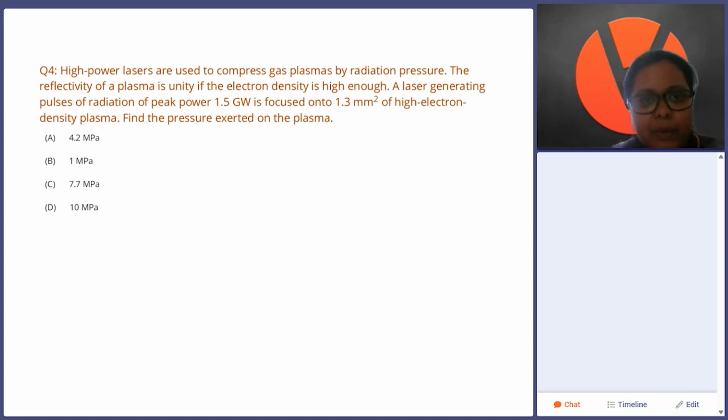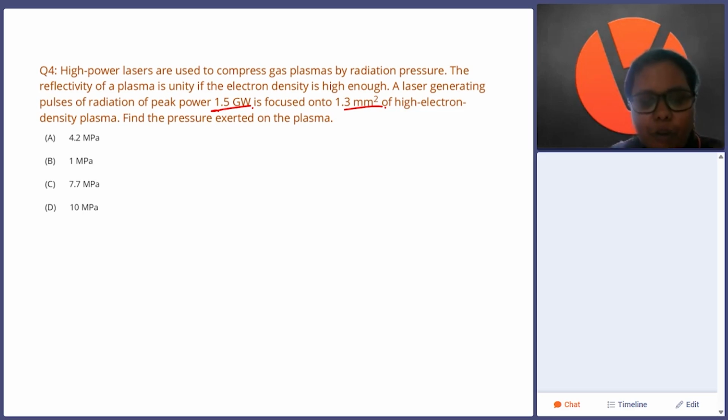High power lasers are used to compress gas plasmas by radiation pressure. So the reflectivity of a plasma is unity if the electron density is high enough. A laser generating pulses of radiation of peak power 1.5 gigawatt is focused onto 1.3 millimeter square of high electron density plasma. Find the pressure exerted on the plasma.